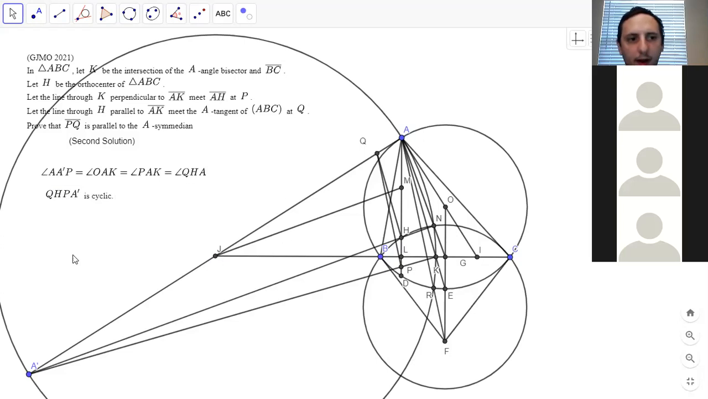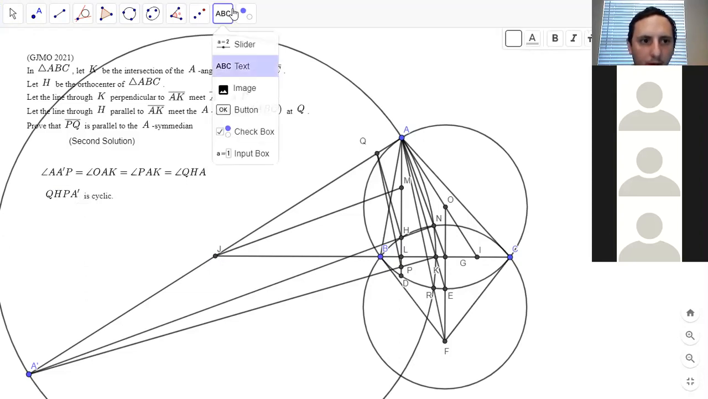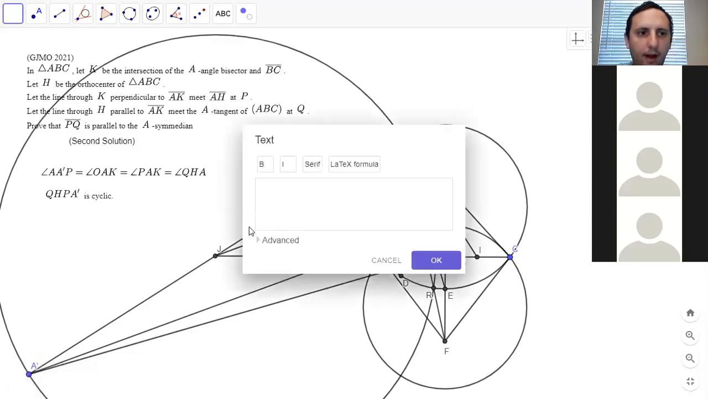And then once we know that, is it just like an angle chase from here to show that PQ is parallel to the AC median? Yeah. Okay, I'll just write that for now, just so that we can move on to other problems. But it seems pretty interesting.